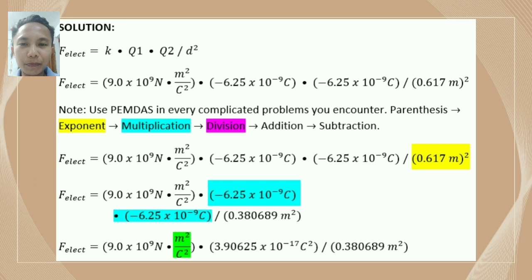Next, multiply the two identical quantities of charge, both the initial and the final quantities of charge. If we multiply negative 6.25 times 10 to the power of negative 9 coulombs by itself, then we will get 3.90625 times 10 to the power of negative 17 coulombs squared. So that's for multiplying both the final and the initial quantities of charge.